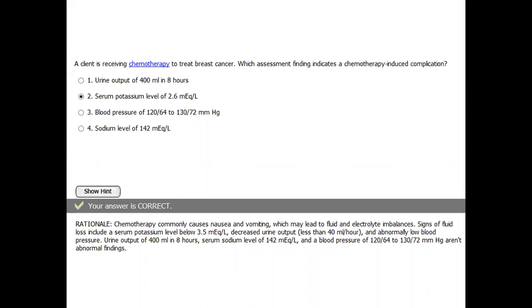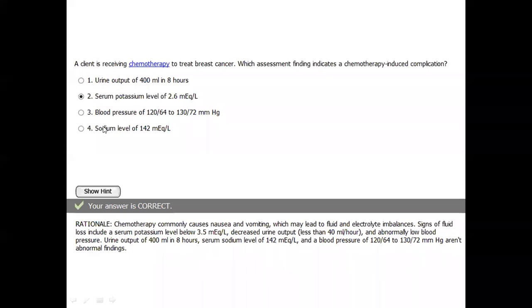So how much would it be in 8 hours? 40 multiplied by 8 hours is very close to 400, right? The signs of fluid loss include low serum potassium level and abnormally low blood pressure, but here the blood pressure is almost normal. Urine output is 400 ml in 8 hours.